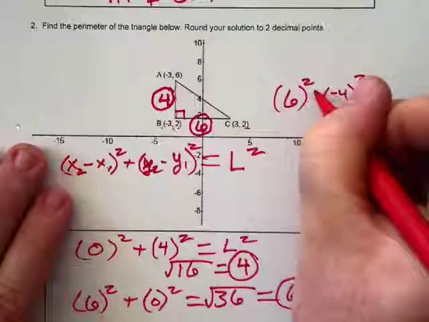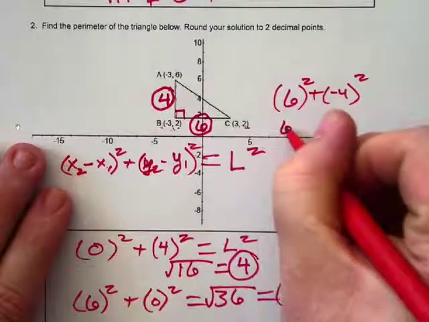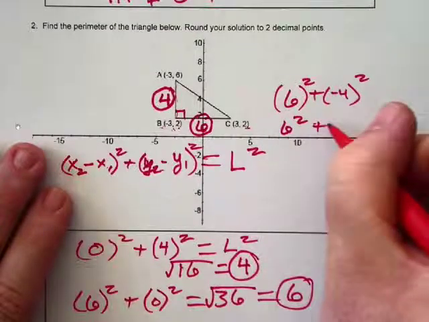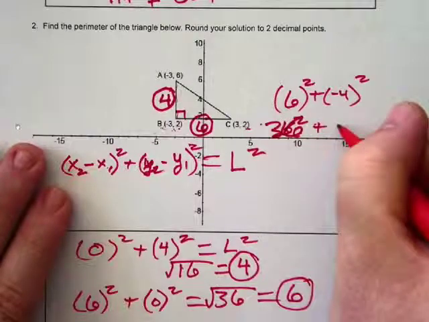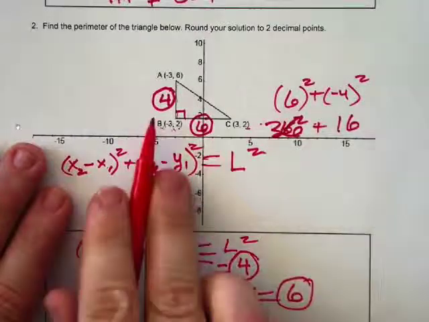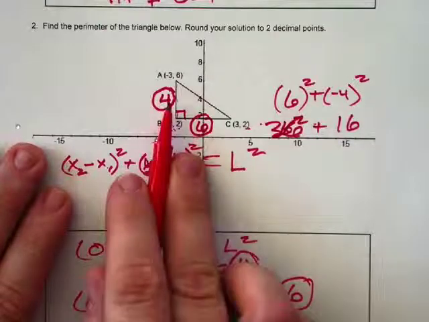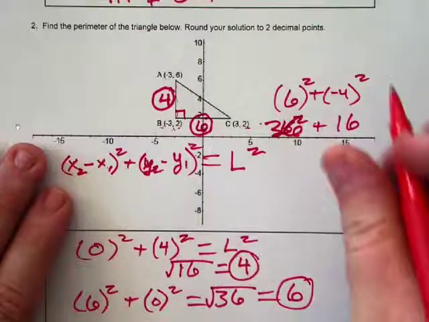And it doesn't matter what direction you go in. Then you're left with 6 squared plus 4 squared. Sorry, I should have just written it. 36 plus 4 squared is 16. Now look what happened here: 6 squared plus 4 squared. So we're still doing the Pythagorean theorem even though we're doing the distance formula.